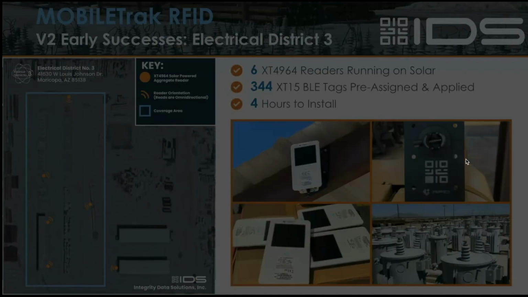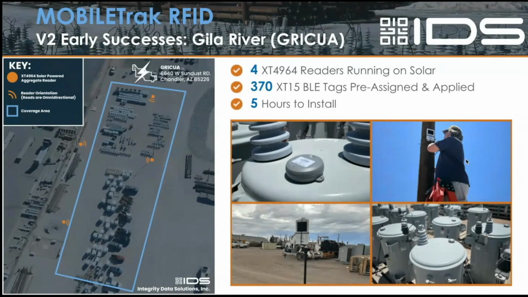Next one. Similarly, there's another utility here in Arizona that we have to show. Same thing, you see the box. We only have 4 of the readers there. They have a little bit more tags, 370. It took a little bit longer to install this one because we actually helped them mount the tags on the assets. So just to give you some idea of what that looks like.